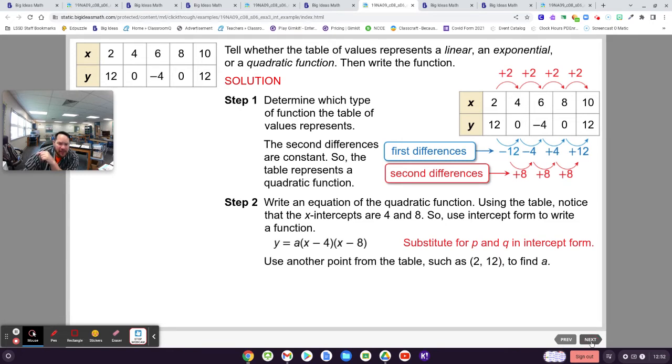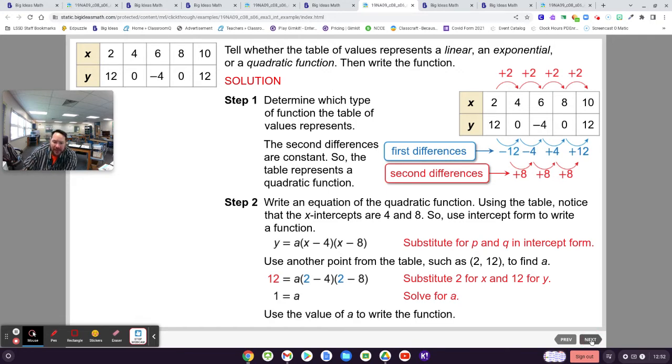So now to determine what a is, you pick any other point from this table besides (4, 0) or (8, 0). So they're using (2, 12). And then you plug that in for x and y and solve it for a, like they're doing here. And then you find out that a equals 1. So now you know a is 1, and you know our roots are x minus 4 and x minus 8. So again, jot this down in your notes if you want. I'm going to move on to the next slide.